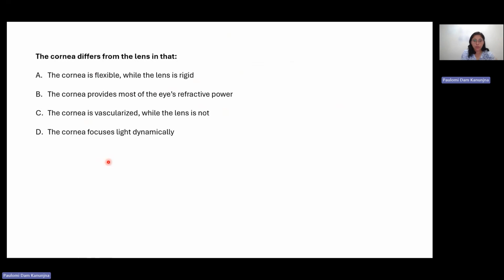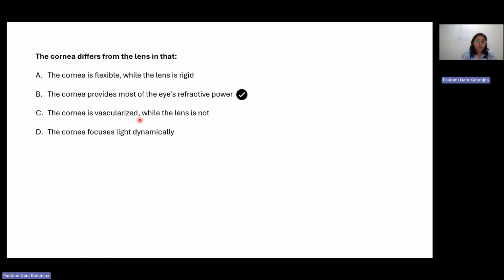Okay, let me give you the answer here. The cornea provides most of the eye's refractive power. Let's do the other options first, and then I will come to this. The first option says the cornea is flexible, the lens is rigid. Do you think this is correct? This is not what we discussed. We discussed the lens is flexible and the cornea is rigid, right? Next option is the cornea is vascularized and the lens is not. Well, the lens is not is correct, but you should also know that the cornea is also avascular. It also does not have blood vessels. So both of them are without blood vessels. They are both similar in this pattern, so this doesn't make them different.